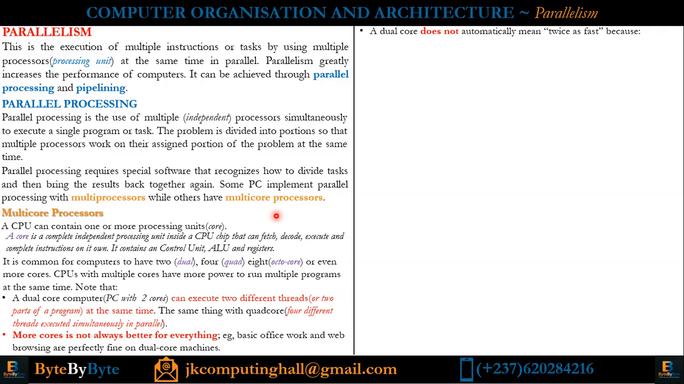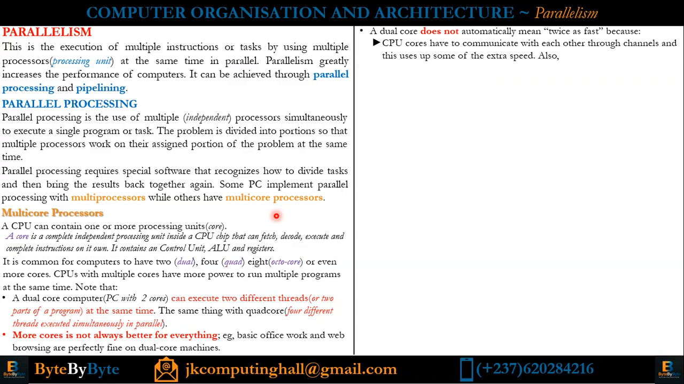Take note, a dual core does not mean that the computer is twice as fast. It simply means that the computer can execute two threads at the same time. Now, why do we say dual core does not automatically mean twice as fast? CPU cores have to communicate with each other through channels, and this uses up some of the extra speed also.